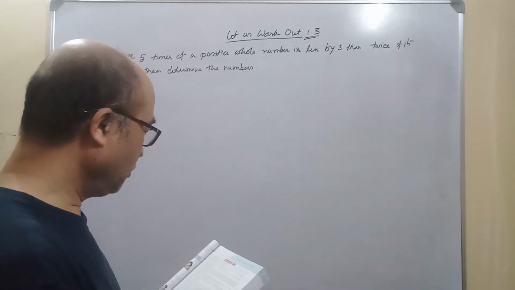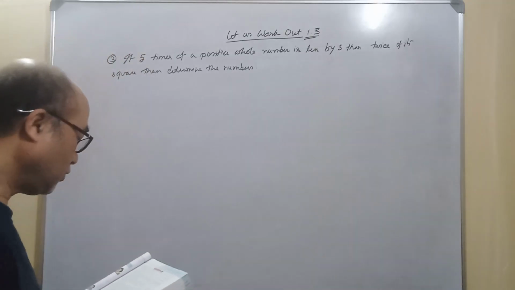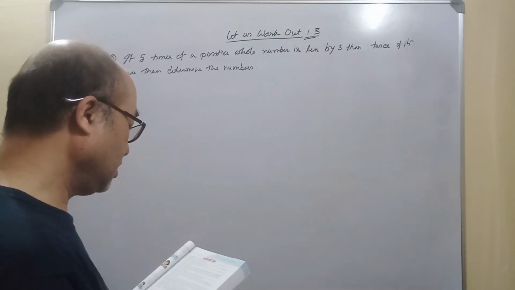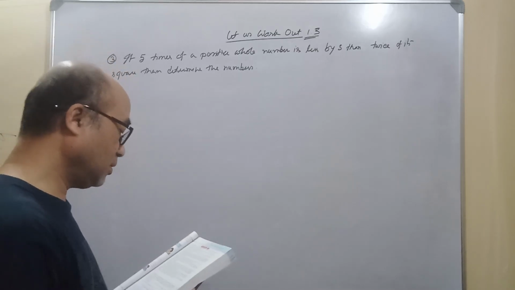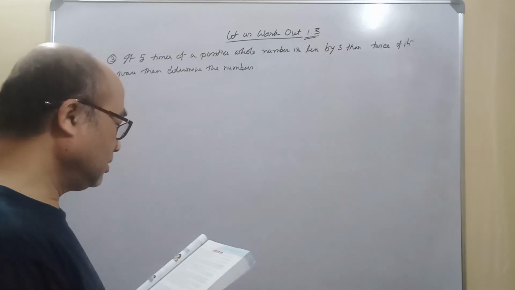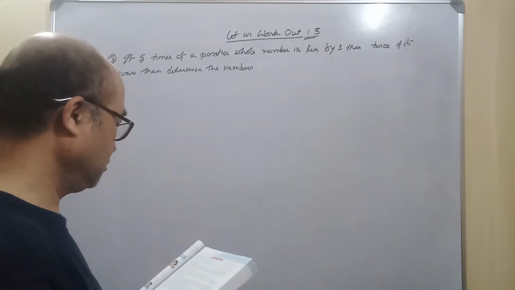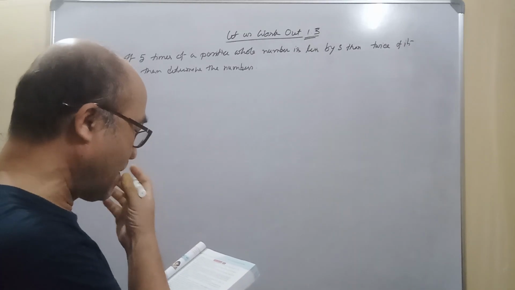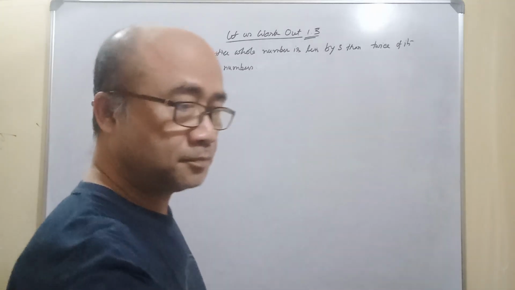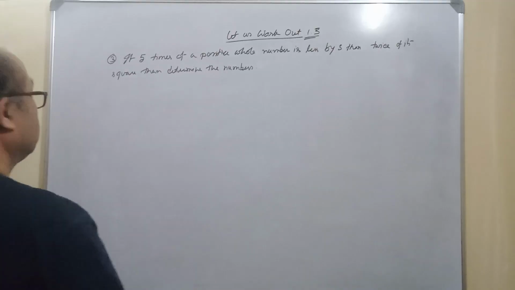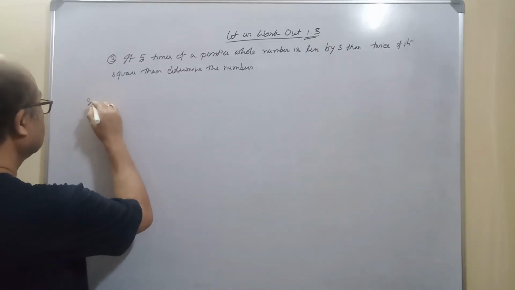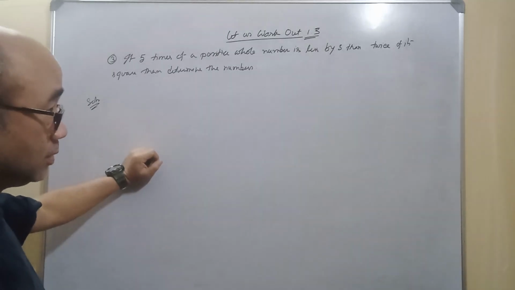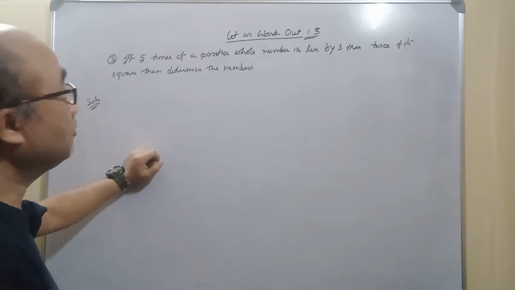Question number 3. If 5 times a positive whole number is less by 3 than twice its square, then let us determine the number. So there is a positive whole number and a condition is given.